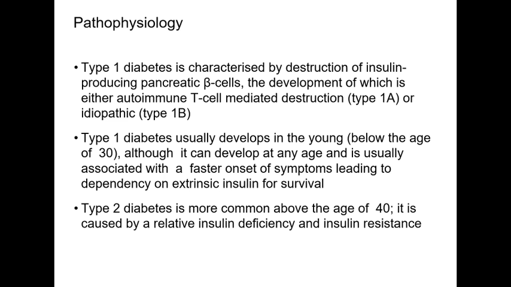On the other hand, type 2 diabetes mellitus is more common above the age of 40 and is caused by relative insulin deficiency and insulin resistance, meaning that in this case there is a relative decrease in insulin levels, and there is also insulin resistance. Insulin resistance is a case where insulin is present, it may or may not bind to its receptors, and as a result the glucose is not taken up by the cell. So even in presence of normal levels of insulin, glucose does not enter the cells.